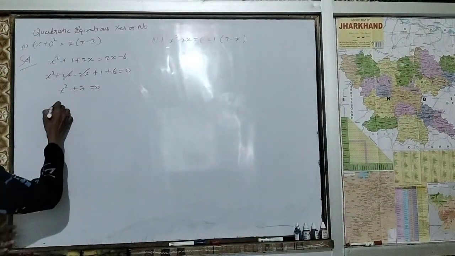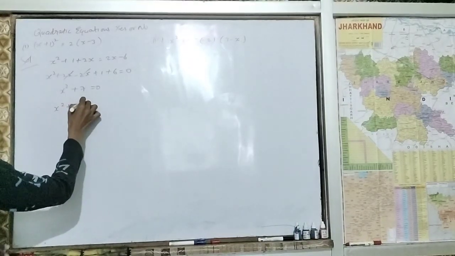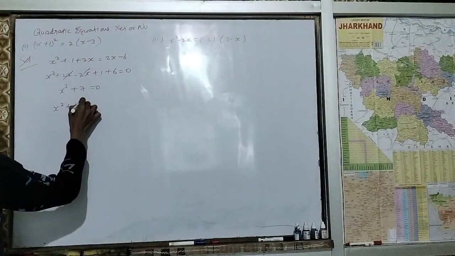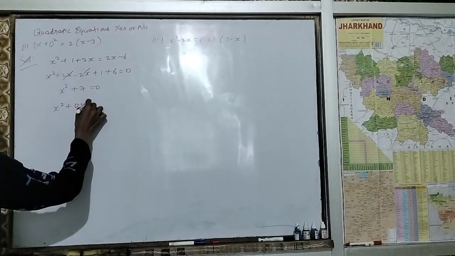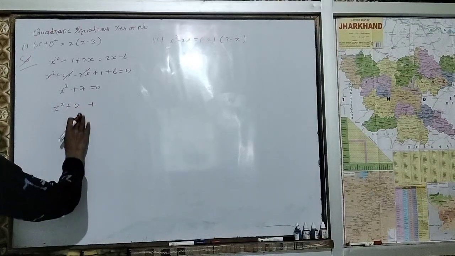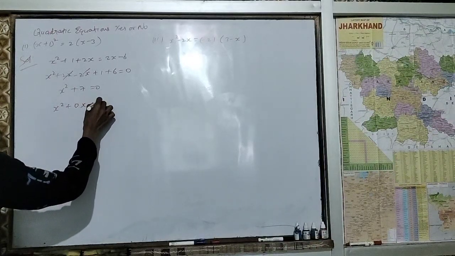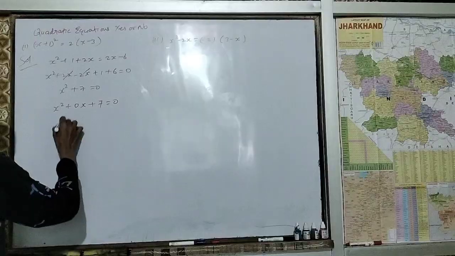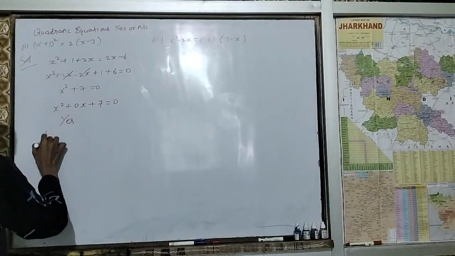You also know that this can be written as 0y or 0x plus 7 is equal to 0. Yes, this is the quadratic equation.